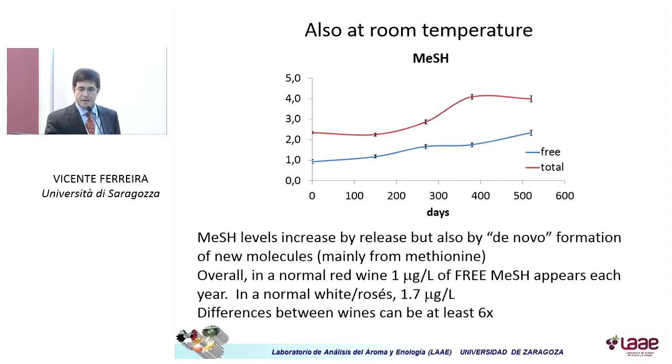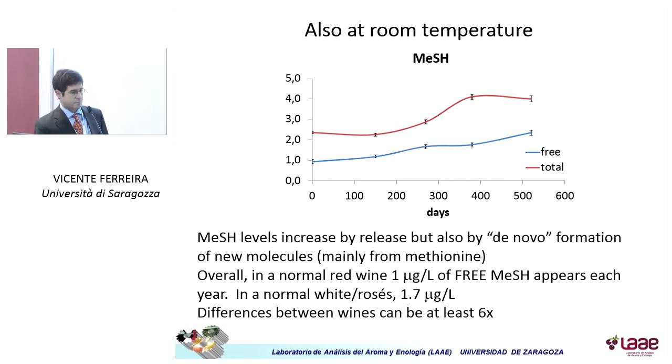And exactly the same happens to methanethiol with a strong de novo formation. E comportamento analogo lo riscontriamo per il metantiolo con una maggiore incidenza della formazione ex novo. So a normal red wine forms around just 1 part per billion of this molecule in 1 year of aging, and a white wine around 1.7 parts per billion of this molecule.